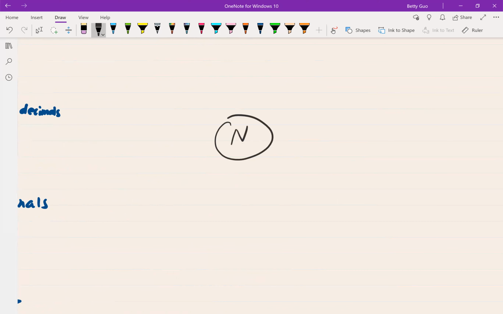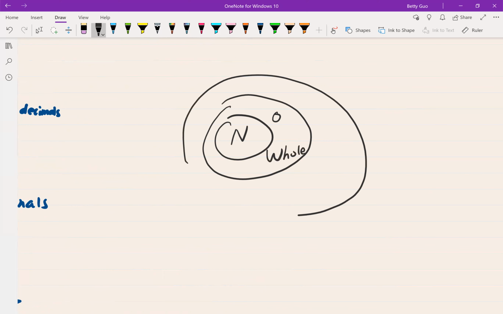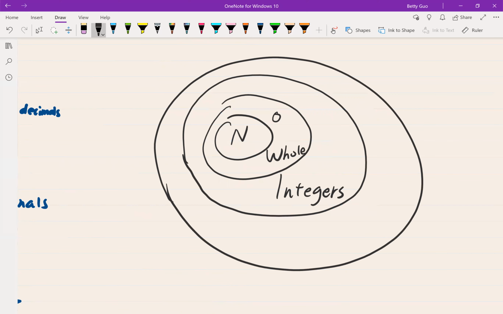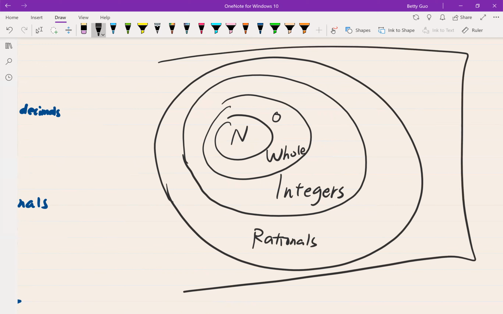This is the natural number set. We put a 0. We added one more member, 0. We have a whole number set. And if we put more members, if we include the opposites of whole numbers, we have the integer set, integers. If we include the quotient of two integers, we will have rational numbers. Rational numbers with irrational numbers.